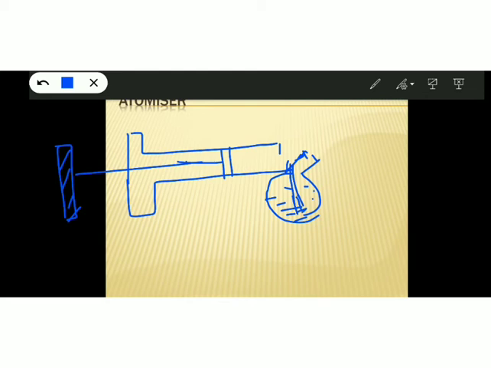Now, this is the structure of the atomizer. What is the structure? There is a small cylinder, and that cylinder is attached to a piston. A small vessel containing the liquid to be sprayed is attached to the end of the cylinder. Now, the piston is pushed inwards. When the piston is pushed inwards, what happens? The air is blown out through the small opening of the cylinder, because the cylinder is provided with a small opening here.